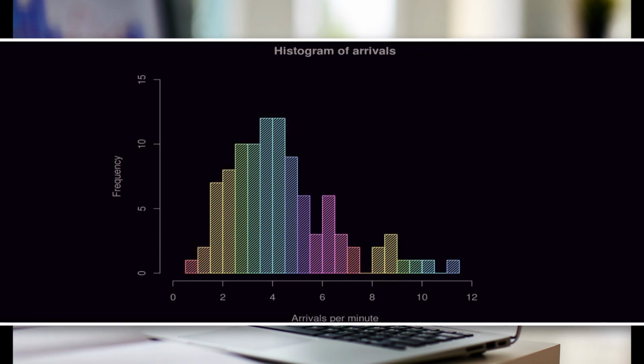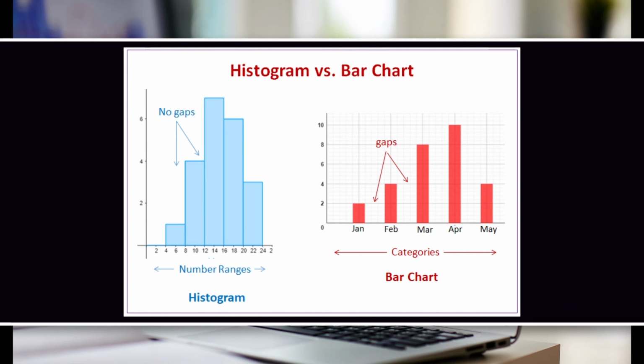And if you see this particular image, you will find out how the histogram arrivals are there. The frequency is on one axis and arrivals on the other, and then we have plotted the histograms. So this is another way of explaining the histogram, the distribution of randomly generated numbers, where we have seen how the histogram is created.